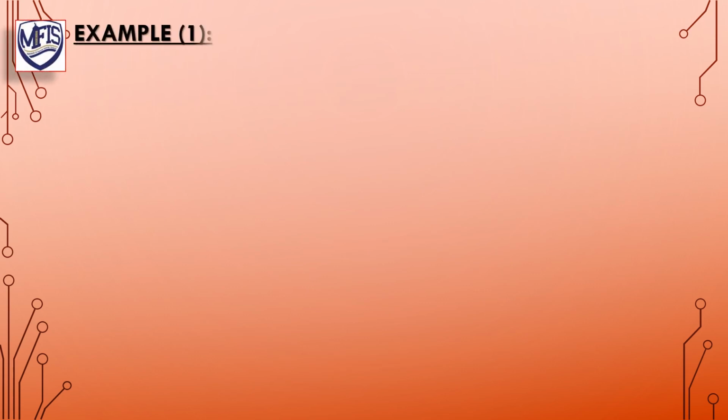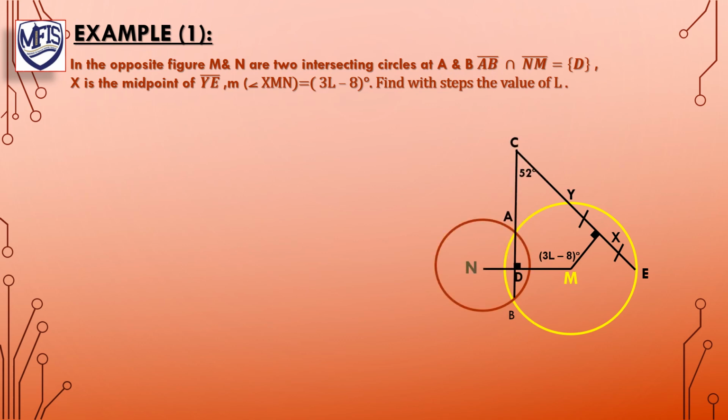Example number 1. In the opposite figure, M and N are two circles intersecting at A and B. AB intersects MN at point D. X is the midpoint of YE. Measure of angle XMN equals 3L minus 8. Find with steps the value of L. Here, the measure of angle XMD is 3L minus 8, and he asked to find the value of L in this expression.